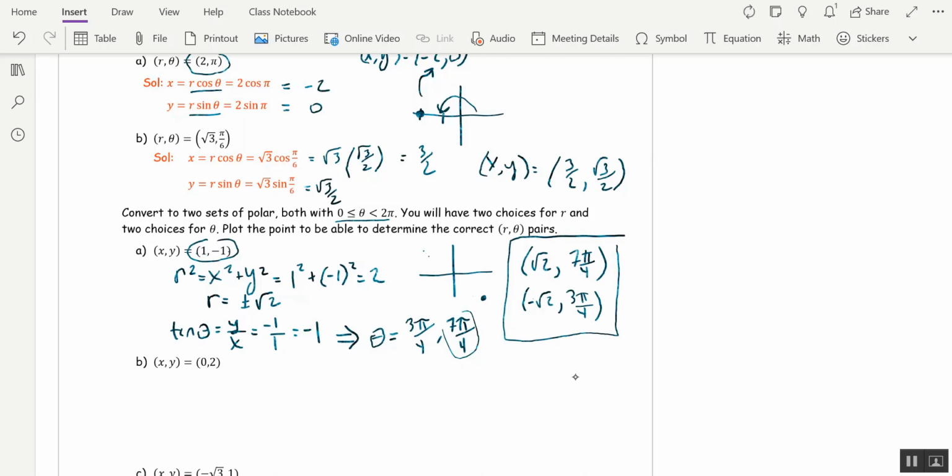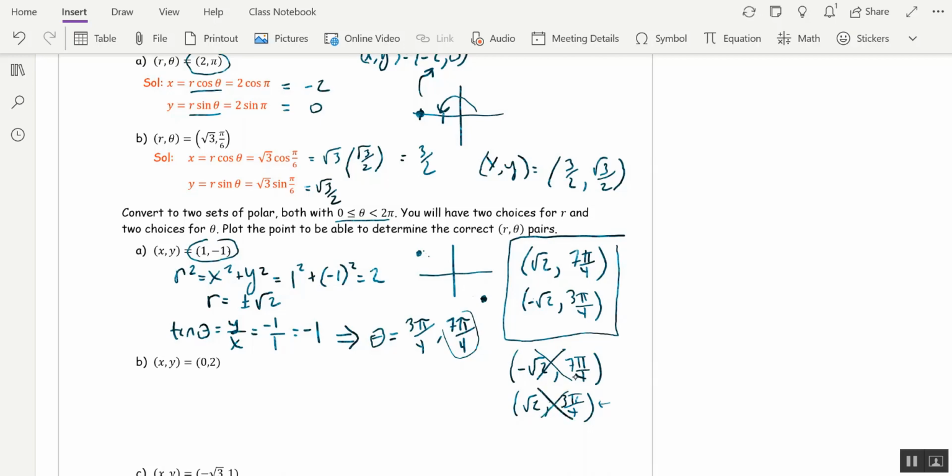Okay, what are the other 2 choices that wouldn't work? Well, I could have chosen -√2 and 7π/4, or I could have chosen √2 and 3π/4. Now what's wrong with this guy? Negative √2, 7π/4: if I go to the angle 7π/4, I'm in quadrant 4, and negative √2 is going to push me back up into quadrant 2. This is in the wrong quadrant. My point is in quadrant 4. Likewise, this point here is in quadrant 2, not in quadrant 4.